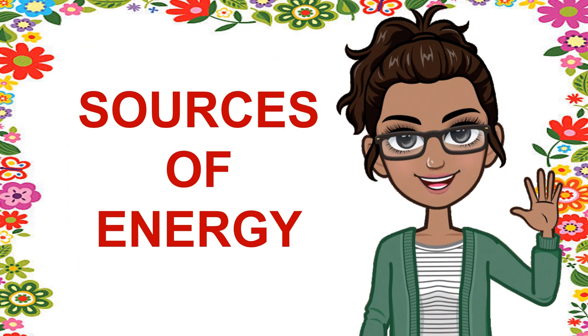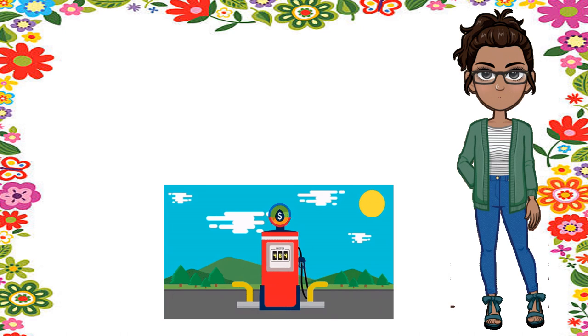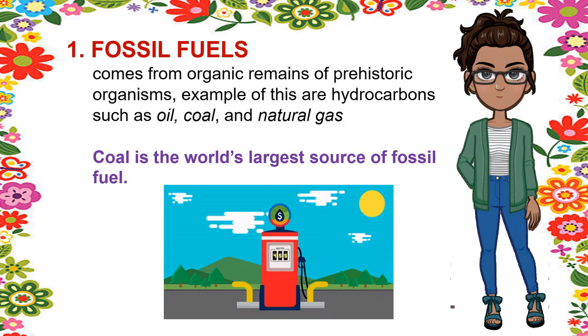Let's study the possible sources of energy that might help you to understand how energy is produced and managed. The first source is fossil fuels. Fossil fuels come from organic remains of prehistoric organisms. Examples of this are hydrocarbons such as oil, coal, and natural gas. Coal is the world's largest source of fossil fuel. It is comparably affordable and is readily obtainable. Fossil fuels harness energy from the sun when they were still alive through the process of photosynthesis. To put it simply, fossil fuels are captured sunlight.